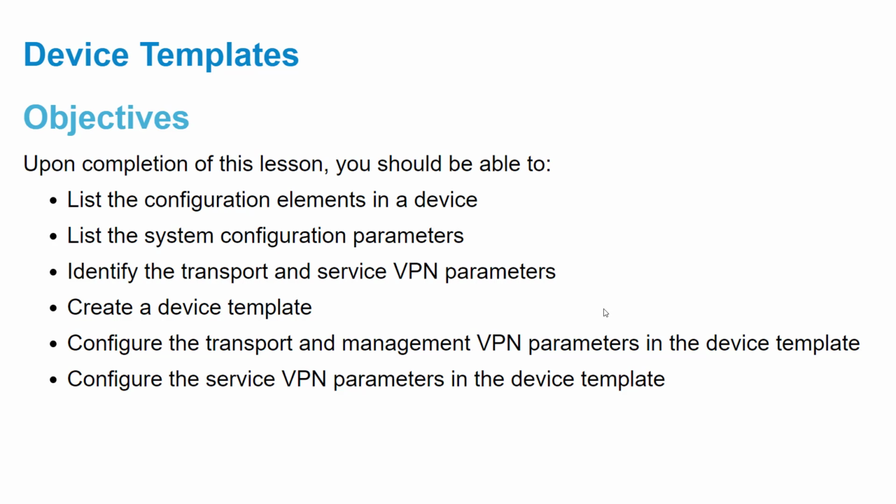What we're going to talk about in this case are device templates. What are the different configuration elements in a device? What are the system configuration parameters that we're going to see? How do we identify transport and service VPN parameters? How do we actually go in and create the device template? And then how do we configure the transport and management VPN parameters in a device template? And then finally, we'll wrap up this lesson by talking about how we configure the service VPN parameters in the device template.